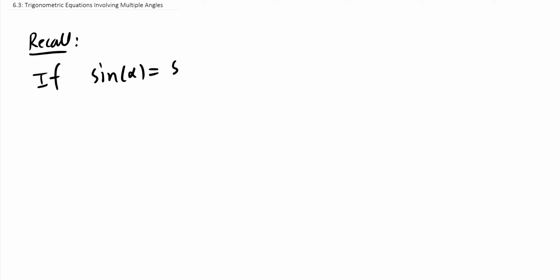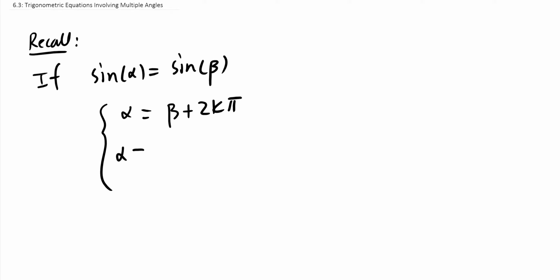These examples will be solved, and we can first make them easier by recalling what we learned before. If sine alpha equals sine beta, then to solve this kind of equation, alpha equals beta plus 2k pi, where k is an integer, or pi minus beta plus 2k pi, k is an integer.